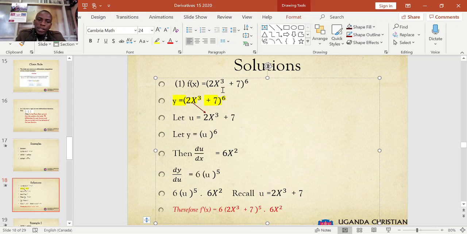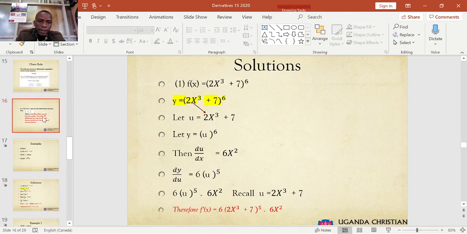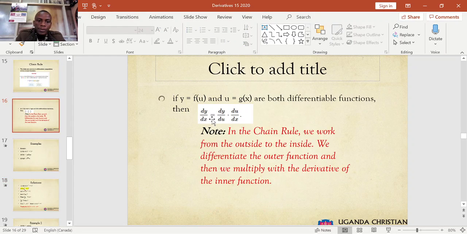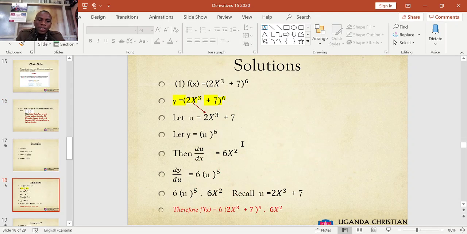Recall we said if we are to deal with this, we are going to get the derivative of the outer function, which is y, times the derivative of the inner function, which is u. Yeah, if I'm to take you back to our formula here, the dy dx will be the derivative of the outer function y times the derivative of the inner function x, right together. Alright, so that's the first step.